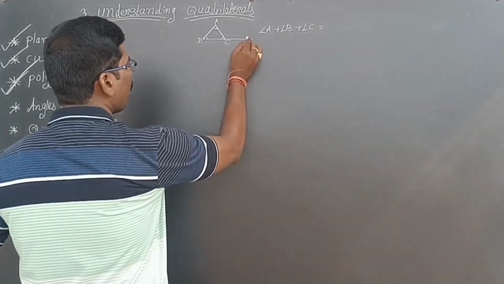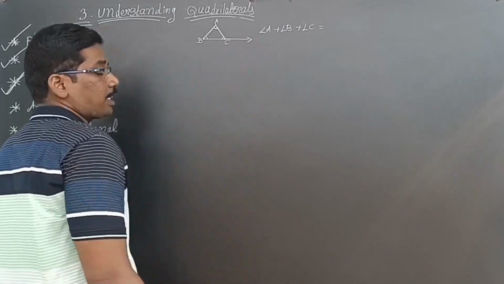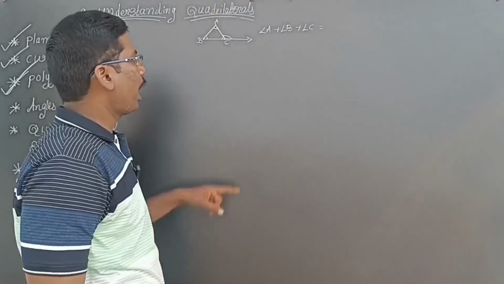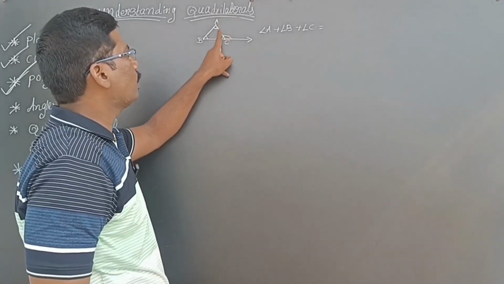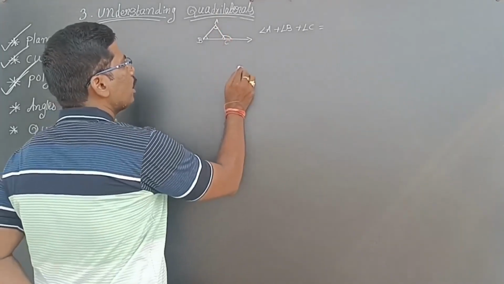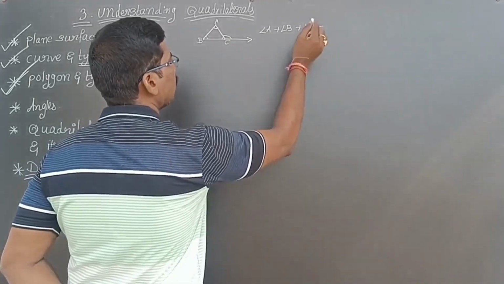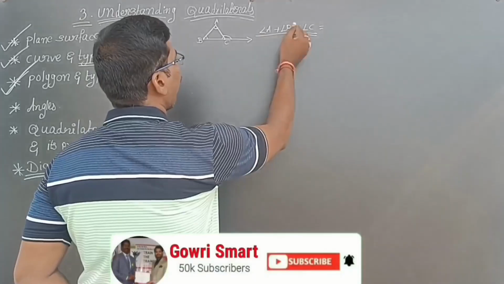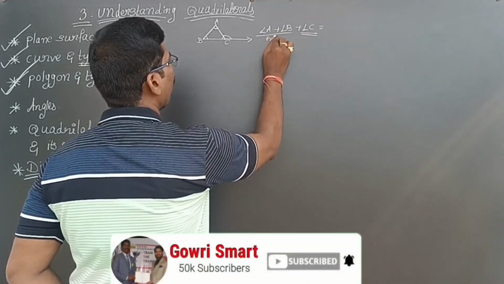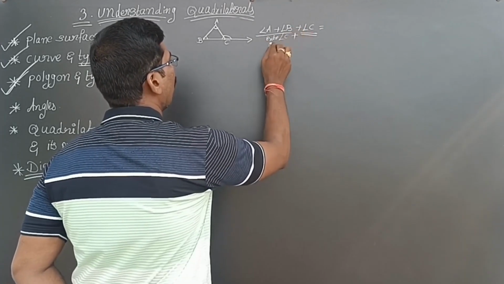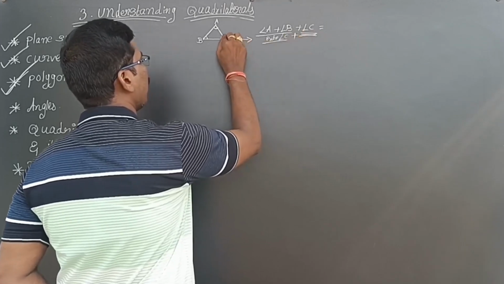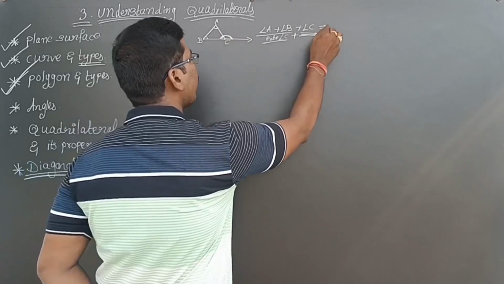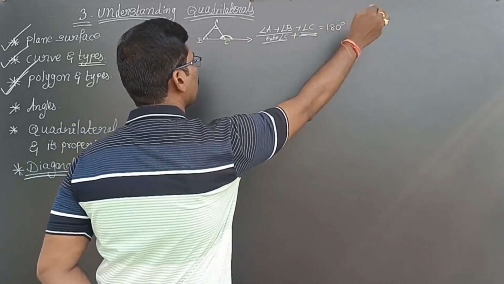So in properties of triangles, if you extend any side, then the angle formed is called the exterior angle. The exterior angle is equal to the sum of the opposite interior angles. So this A plus B is the exterior angle of angle C. This is angle C, this is the exterior angle, and this total is a straight angle, which means 180 degrees.